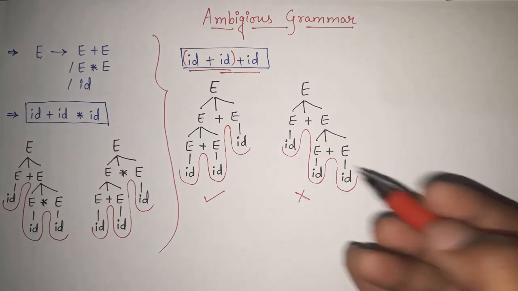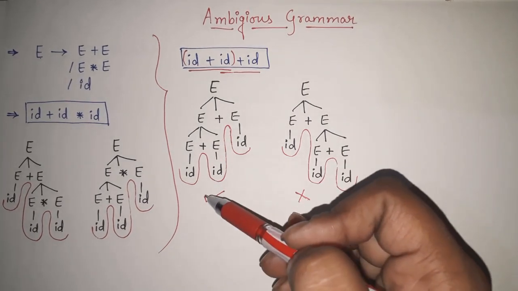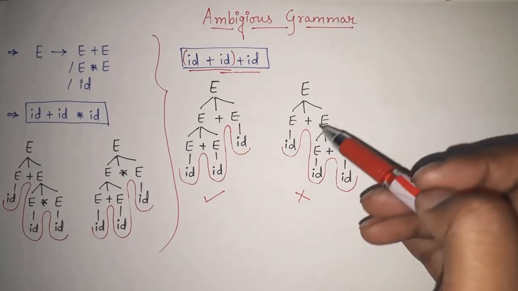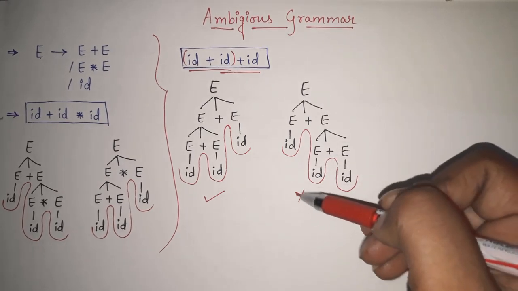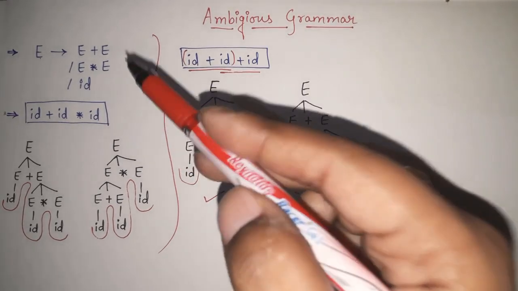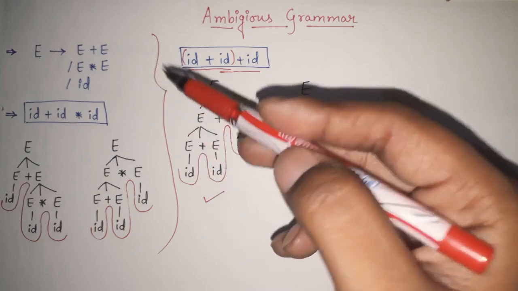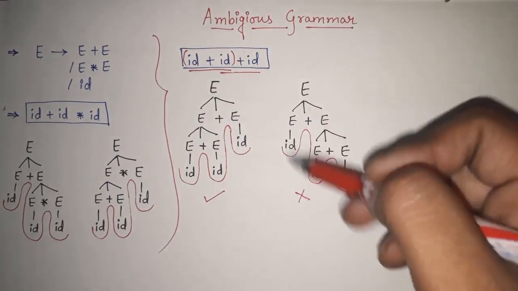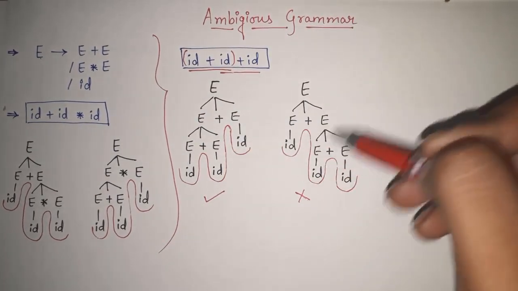So actually I can say that this parse tree is correct, but this parse tree is logically not correct. So we can say that this grammar fails. That means this grammar is an ambiguous grammar, and according to this parse tree it fails.